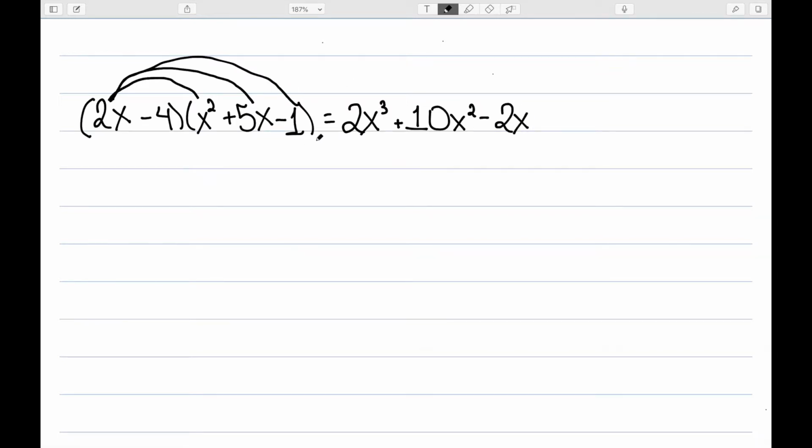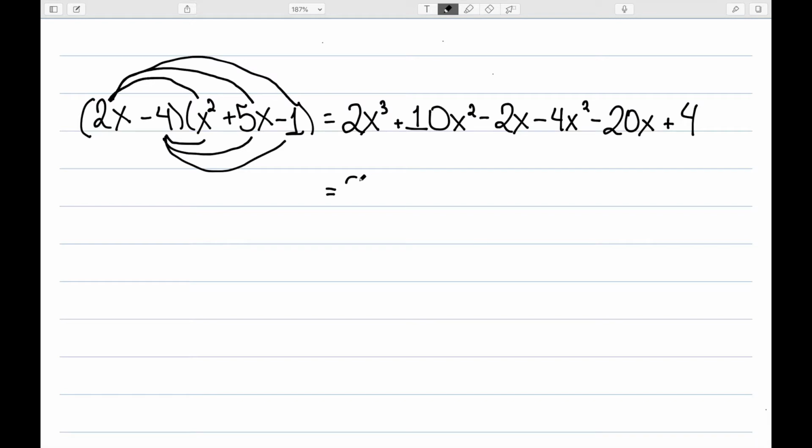And now I've reached the end of the second parentheses. So I move to my next term, negative 4. Negative 4 times x squared is minus 4x squared. Minus 4 times 5x, that's minus 20x. Minus 4 times minus 1 is plus 4. And I've reached the end of my second parentheses again.